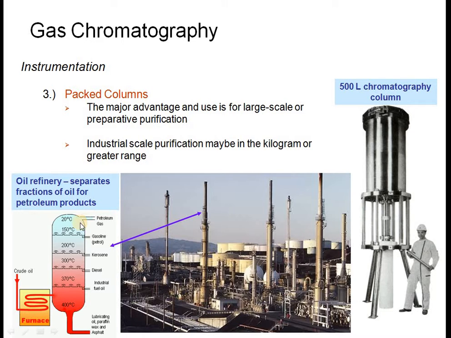Petroleum gas, gasoline, kerosene, diesel, industrial fuel, at a temperature of 400 degrees centigrade. And this is the furnace, this is the crude oil. Used for large scale in industries.